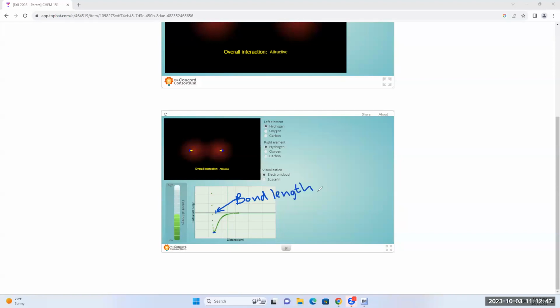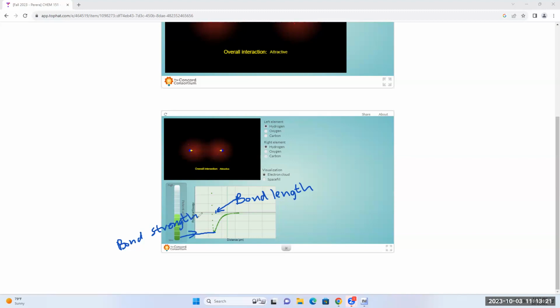Yeah? So now the dip or the minimum of this curve gives us, okay, so the minimum occurs at the lowest potential energy. All right. This gives us an idea about the strength of the bond, or the bond strength. Okay. So the lower the minimum is, the stronger the bond is. The lower the minimum, the stronger the bond. That's the idea.